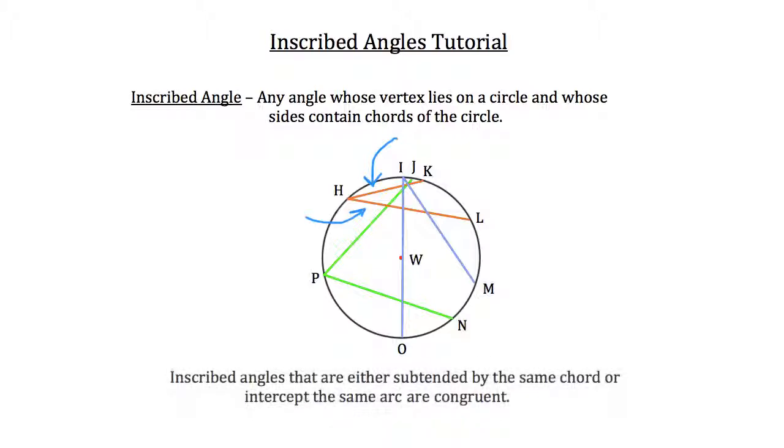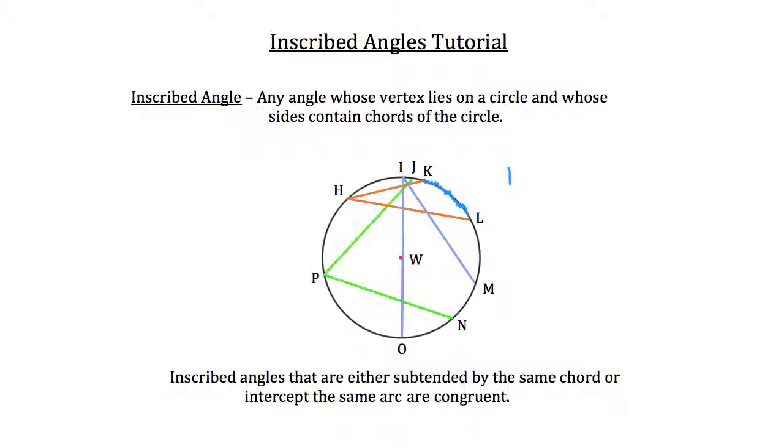Another important thing to mention is that inscribed angles that are either subtended by the same chord or intercept the same arc are congruent. Now what does it mean to say subtended? Well, basically, if the endpoints of a chord or arc lie on the sides of an angle, then that chord or arc subtends that angle. For example, let's look back at that original angle, angle KHL. Now, this part of the arc right here, this arc KL, is referred to as subtending angle KHL.